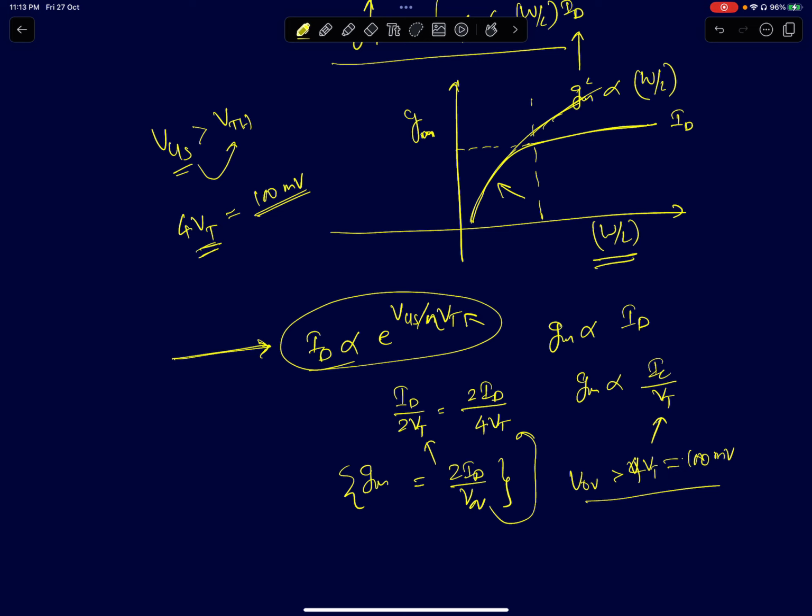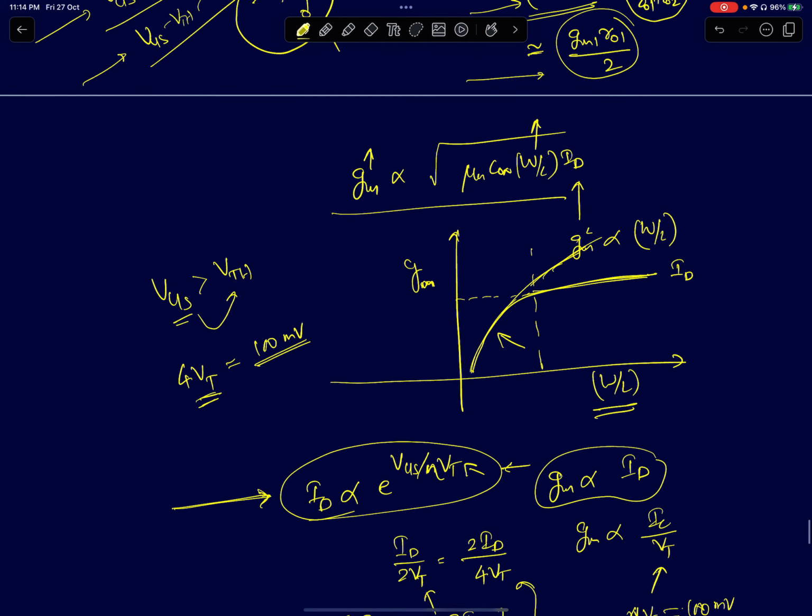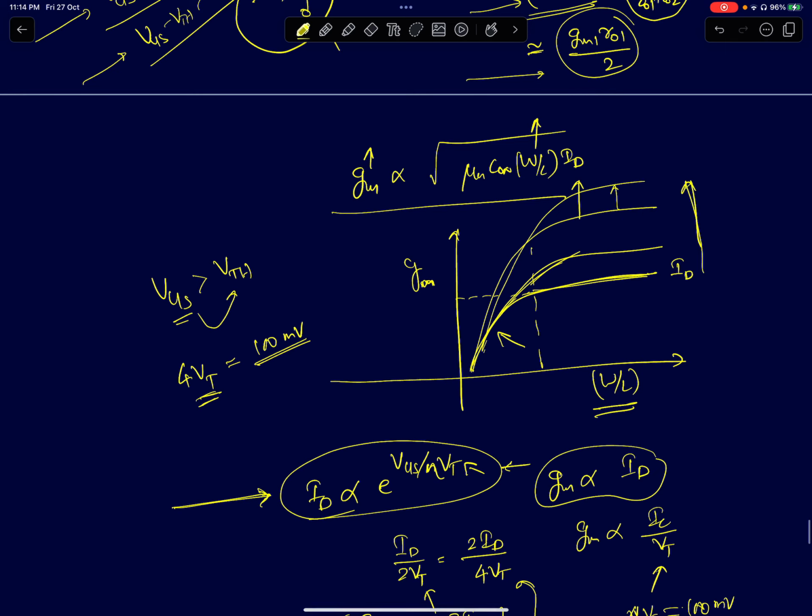The final result that we have is that it's exponential, which means the transconductance GM no longer depends upon W by L, and it becomes linearly dependent on the drain current. So if I increase my drain current, I can expect my GM also to increase like this. As you increase your drain current, your GM will increase. The maximum attainable GM will keep increasing.